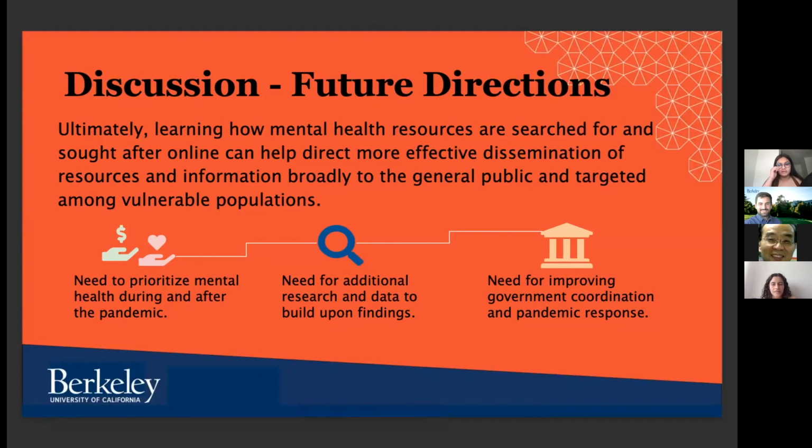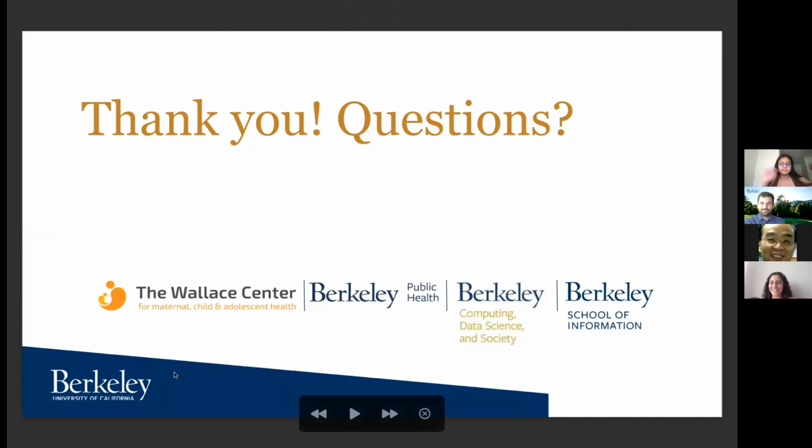This is just a slide of our future directions. Ultimately, learning how mental health resources are searched for and sought after online can help direct more effective dissemination of resources and information broadly to the general public and targeted among vulnerable populations. So we need to prioritize mental health during and after the pandemic, and there needs to be additional research and data to build upon findings, as well as a need for improving government coordination and pandemic response. And that's the end of my presentation.